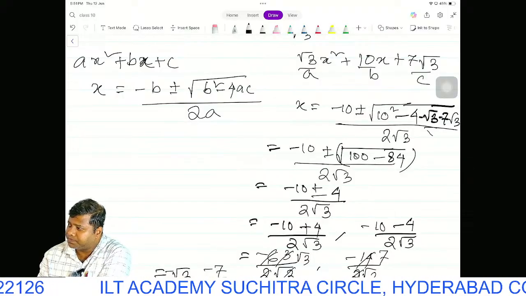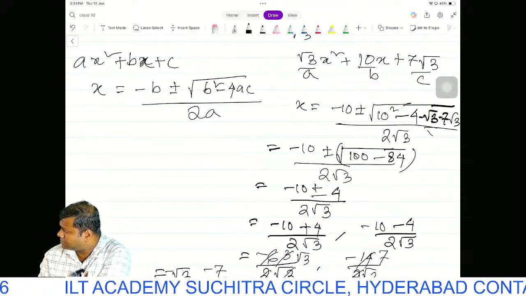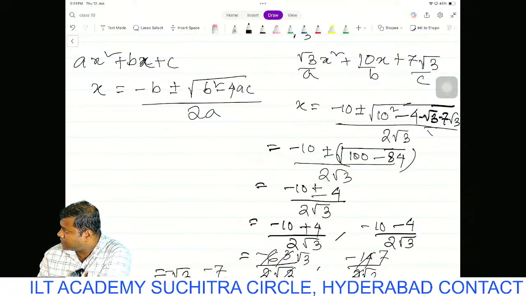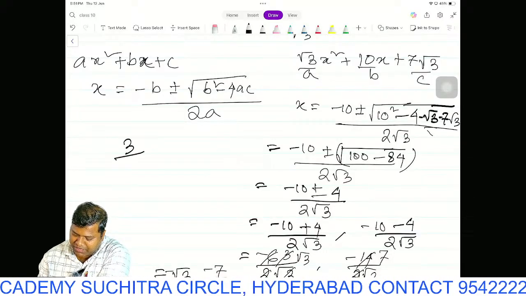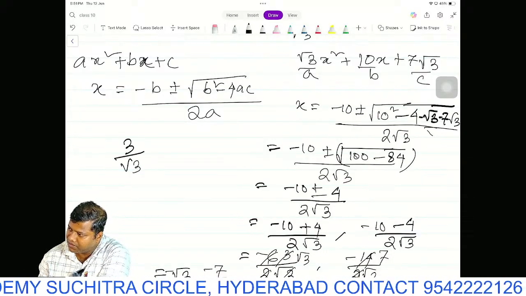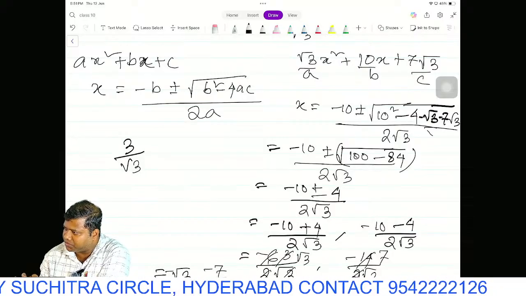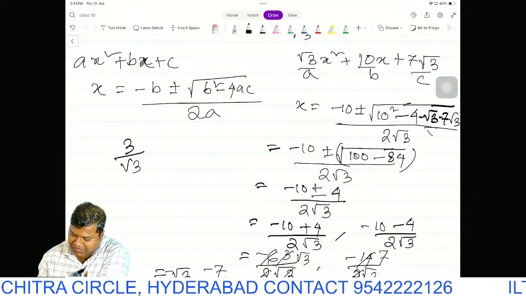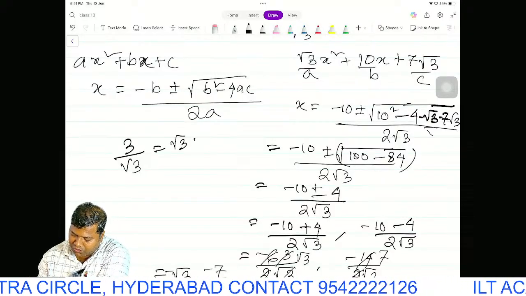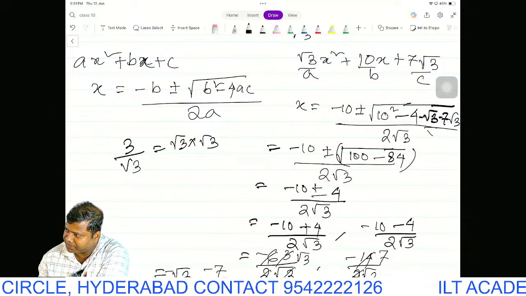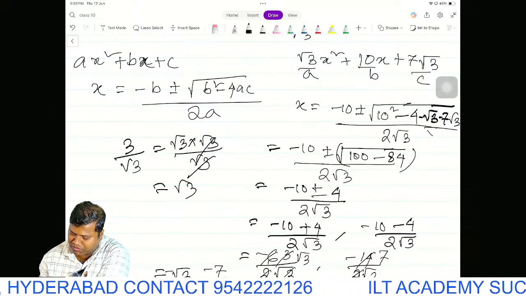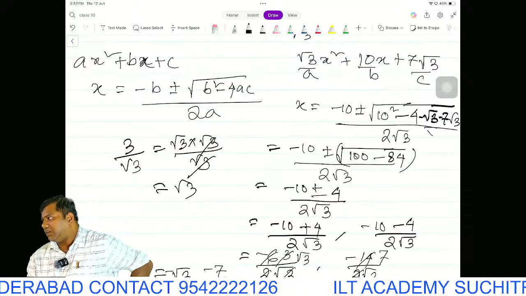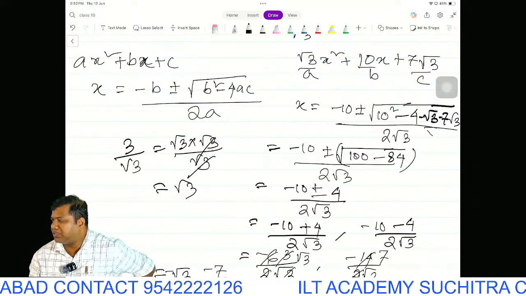Yeah. In the end, we multiplied one more root. Why is there one more root there? See, we are simplifying 3 by root 3, right? Ultimately, we are simplifying 3 by root 3. Now, this 3 we can write as root 3 times root 3, by root 3. So we are cancelling one root 3 against root 3. Clear?